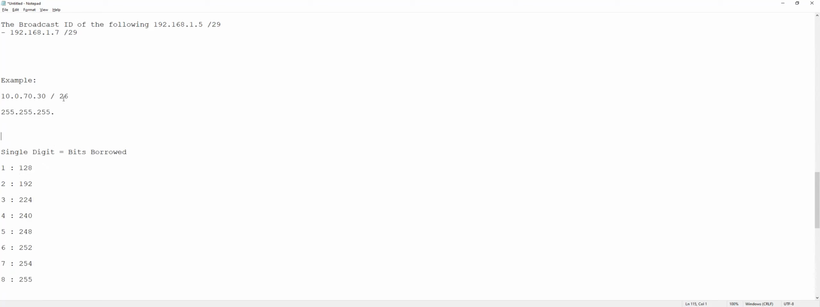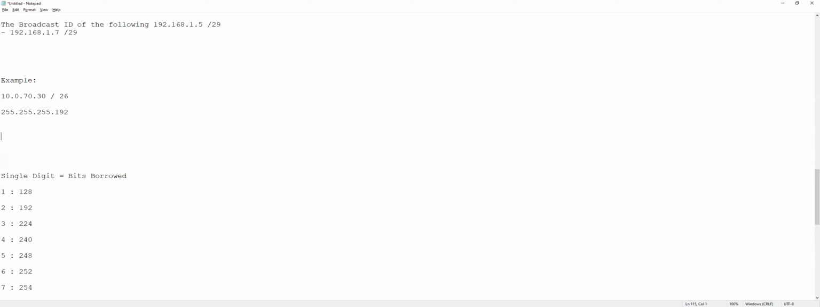Now, let's solve the question, right? What is the network ID? What is the broadcast ID? What is the first usable IP address? Or actually, what subnet does this IP address fall in range in? Okay, that's the important question here, right? So let's do this.